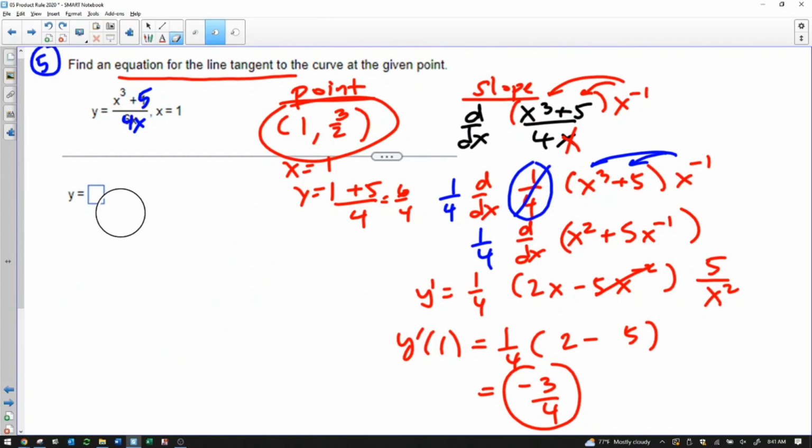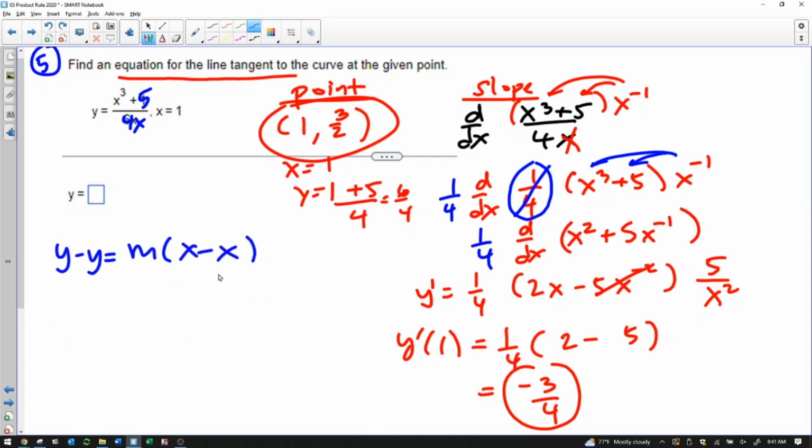I'm going to plug into the point slope formula of a line, which is y minus y1 equals the slope times x minus x1. You guys are just going to memorize this. This is the point slope formula for a line. Before you memorize this, you memorize y equals mx plus b, the slope y-intercept form for a line. There's different forms for a line, all right?